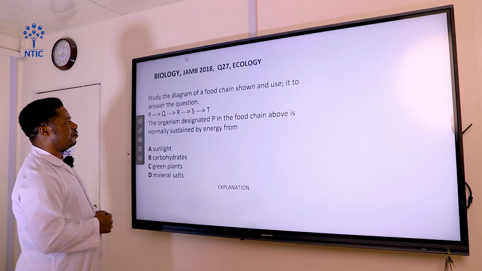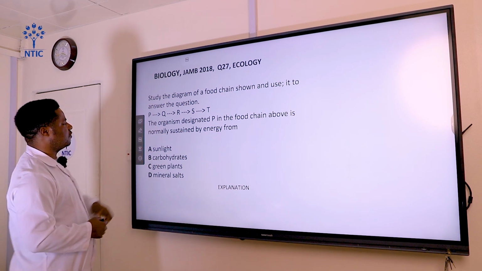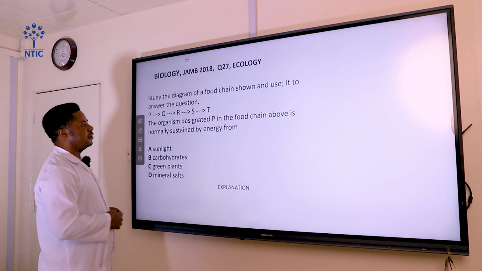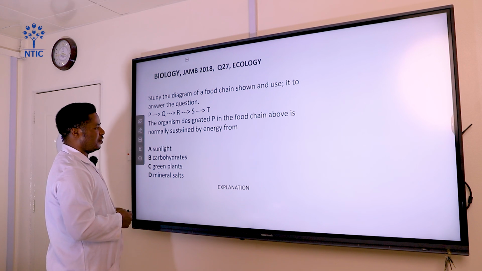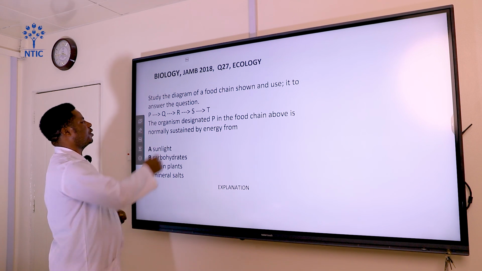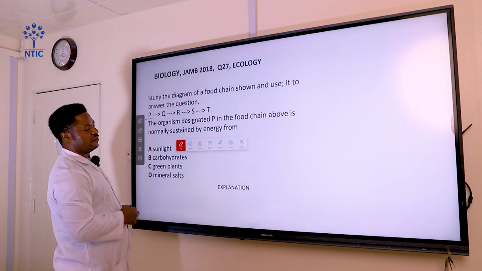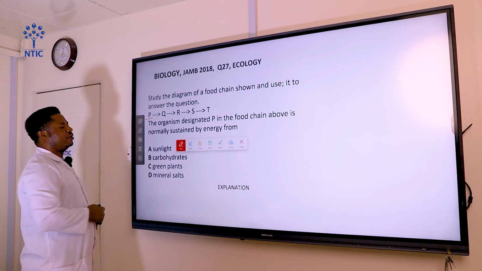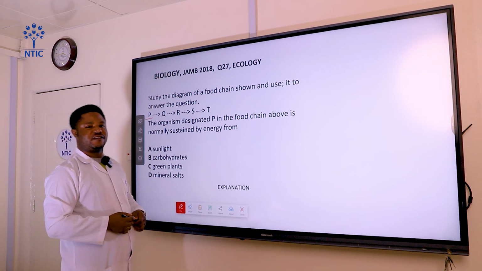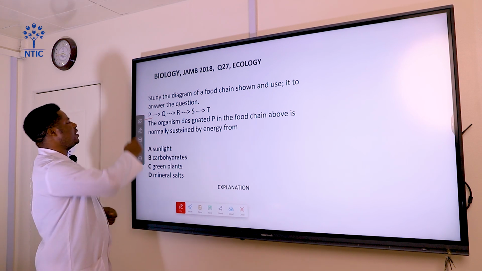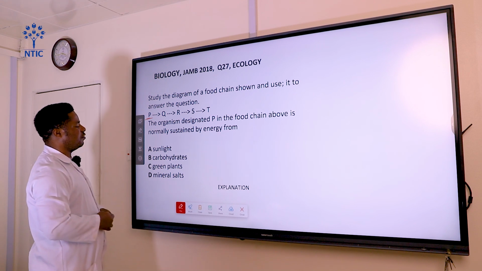Study the diagram of the food chain shown and use it to answer the question. The question is this. The organism designated P in the food chain above is normally sustained by energy from the... This is P, and of course we know that all food chains must begin with a producer, and these producers get their energy from the sun.